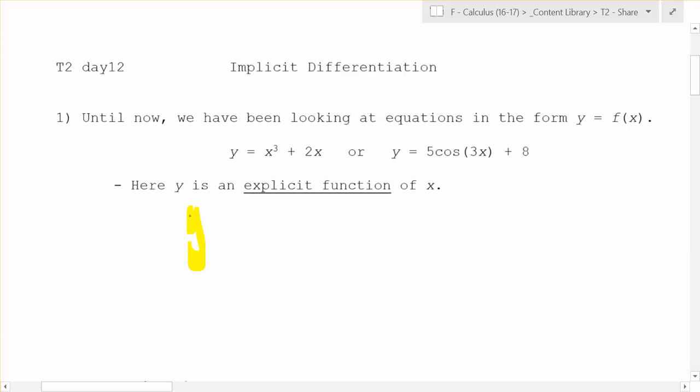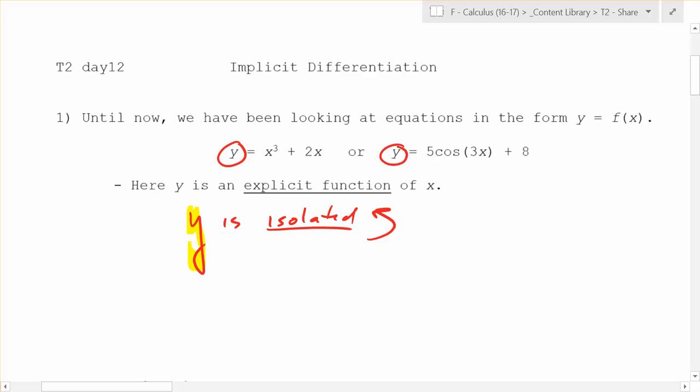Y is isolated. Therefore, it is defined explicitly. If you can isolate y, you have written the function as an explicit function. What happens if y was also on the other side? Would that be explicit? No, y is isolated.